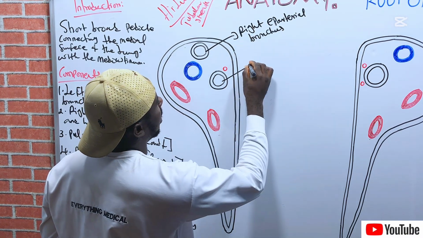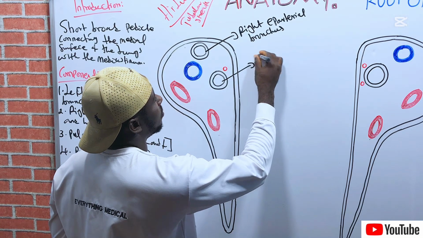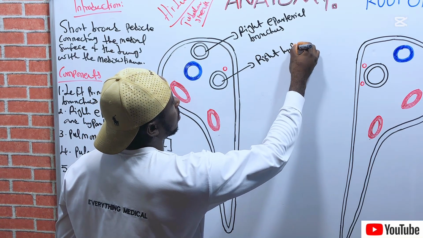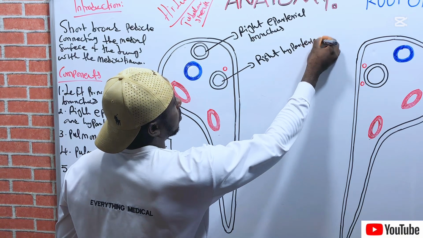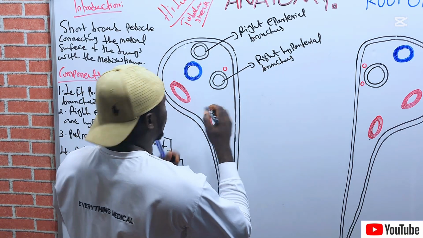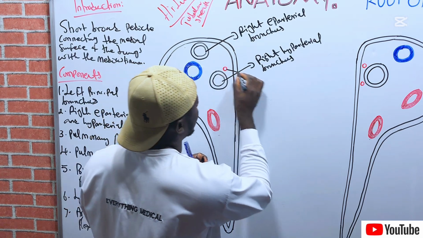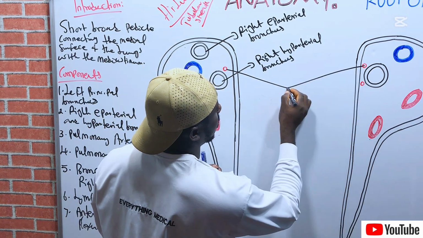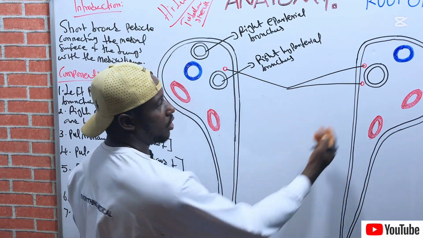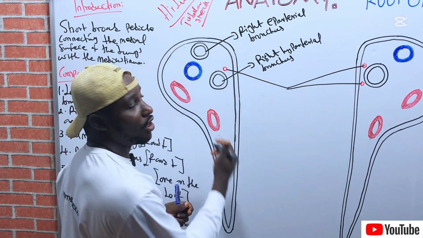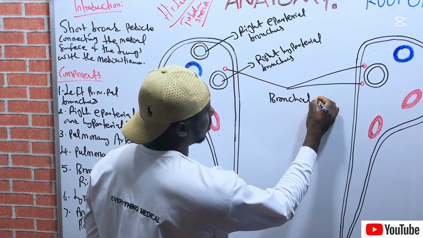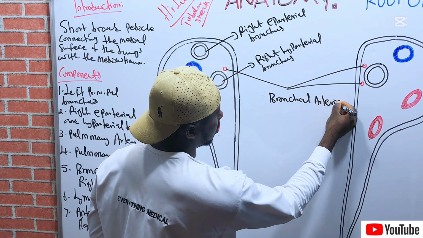We have our same right hyparterial bronchus. We have our bronchial arteries. You recall that we have two on the left and one on the right.